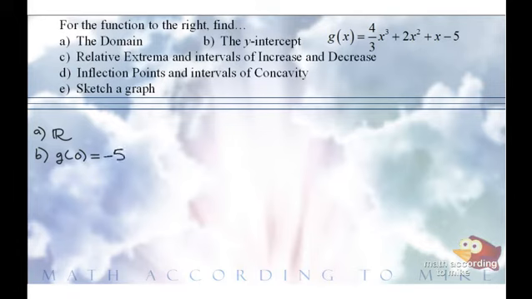Parts C and D are what we did in this class. What tells you about relative extrema, increase and decrease? The first derivative. What is the first derivative? 4x squared plus 4x plus 1. What is 4x squared plus 4x plus 1 factored? Good, (2x plus 1) squared.